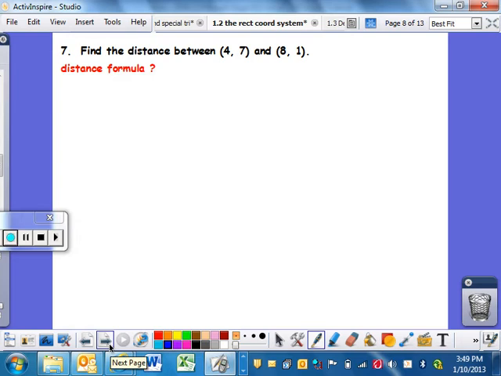Distance formula. Now how many of us remember what the distance formula is? Now I could go into a big long thing, but I'm not going to. So if you graph this thing, alright, 4, 7, 1, 2, 3, 4, and then I'm going to go 7 up. And then I have 8, 1.